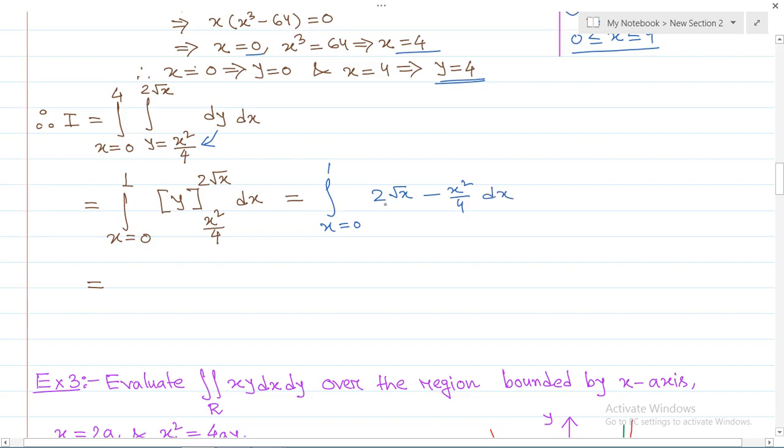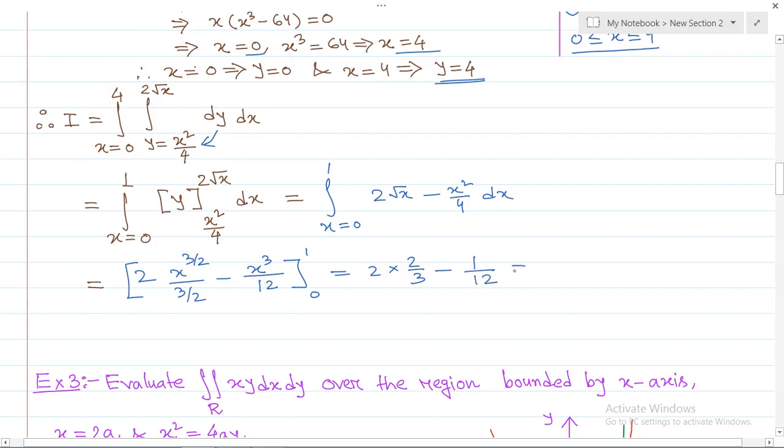Now to perform this, we write 2 into x to the power half. So x to the power half plus 1 becomes 3 by 2, divided by 3 by 2, minus x cube by 3 into 4, that is 12. The limit of x we can put as 0 to 4. So it can be written as 2 into 2 divided by 3, x to the power 3 by 2, minus x cube upon 12.